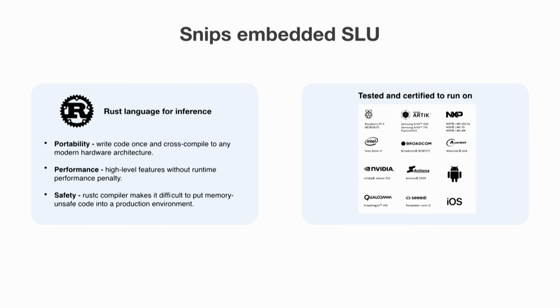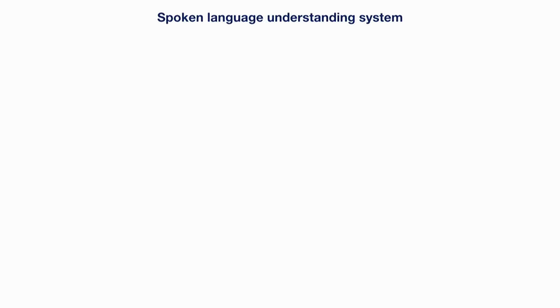So at Snips, as I said, we took as a reference hardware the Raspberry Pi, but the Snips platform is supported on a series of different boards. And we developed the inference library in the Rust language, which is convenient in this case because it is very good at portability. It can be easily cross-compiled for different platforms. It's highly performing, and it's safe. It's very difficult to put memory-unsafe code into production. So these are a series of advantages.